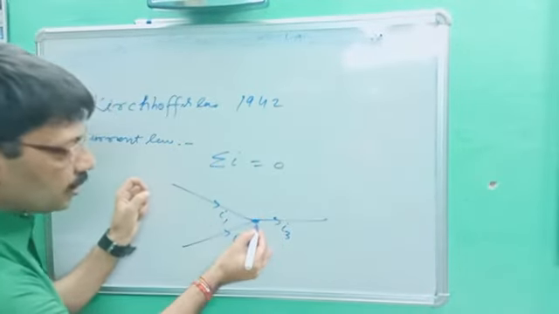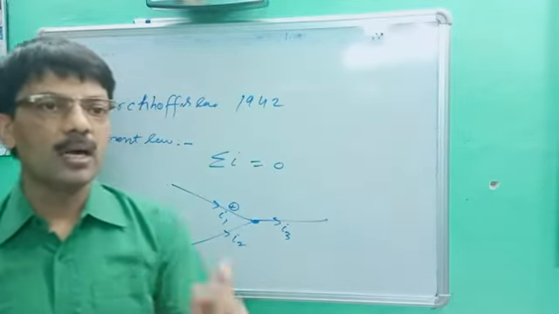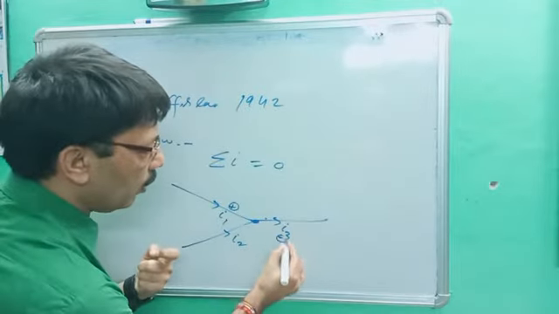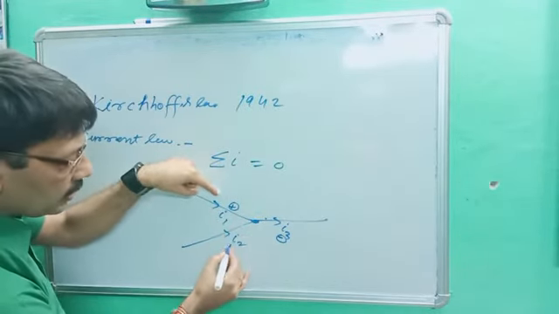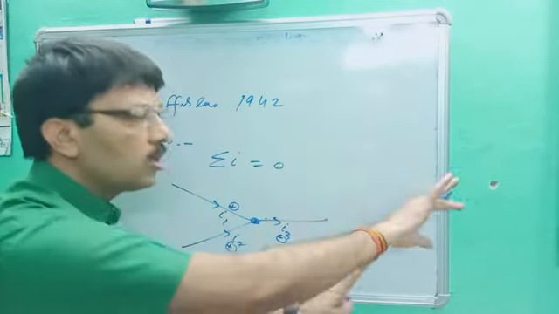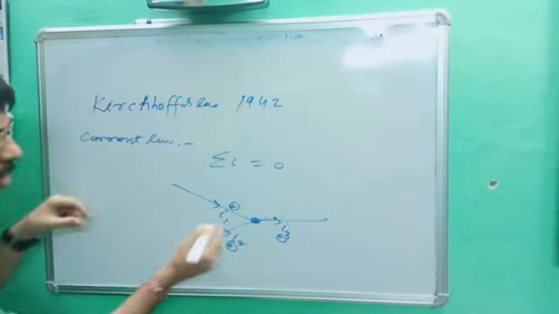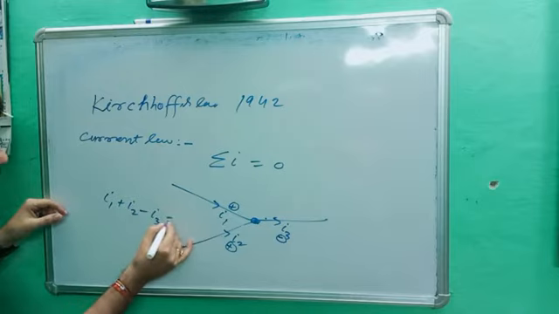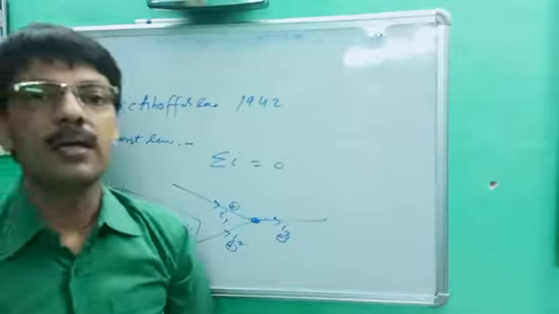Keep in mind, this is the sign convention. If current is joining the junction, it will be positive. If current is leaving the junction, it will be negative. So since I1 and I2 are joining the junction, their sign will be positive. I3 is going out of the junction, so it will be negative. So summation of I is equal to 0 gives I1 plus I2 minus I3 is equal to 0. This is called Kirchhoff's first law or current law.